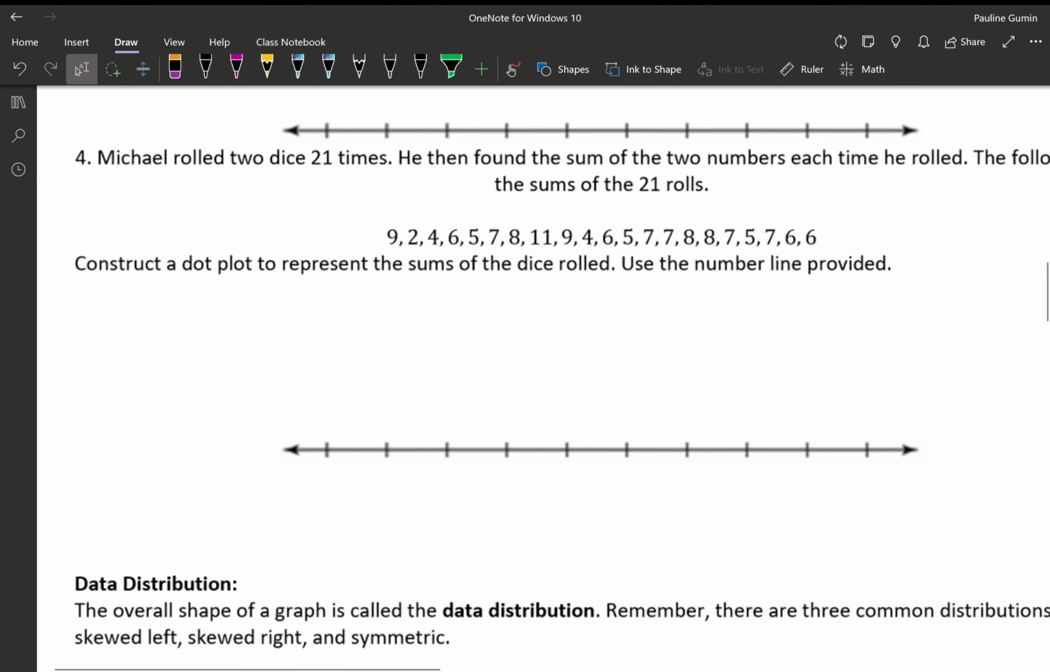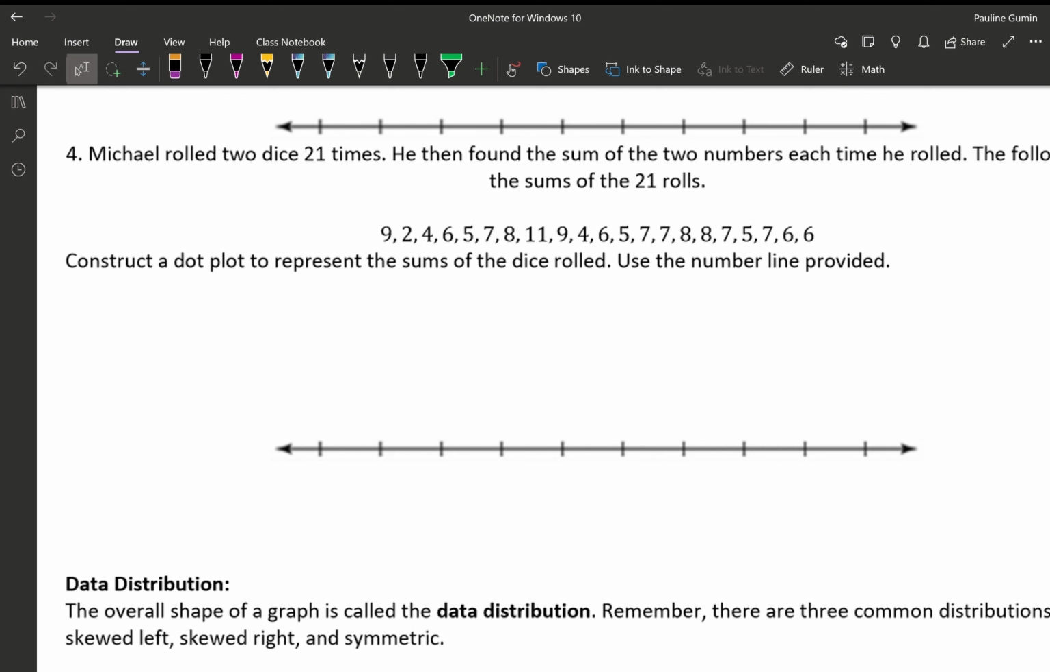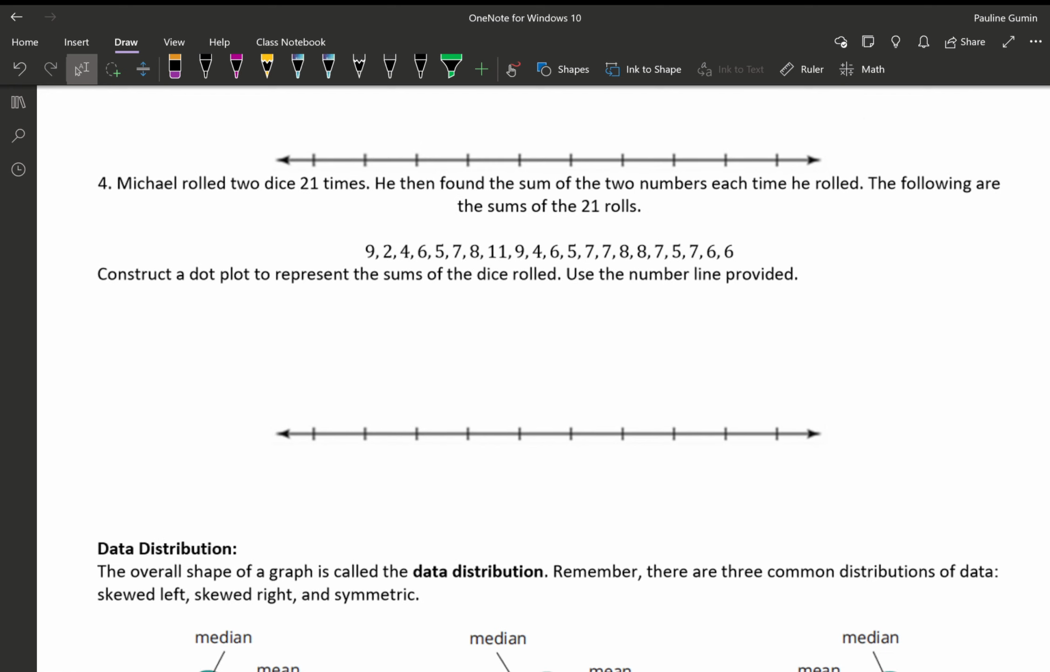Number 4, Michael rolled 2 dice 21 times. He then found the sums. That means he added the 2 numbers each time he rolled. Here are the sums. Let's construct a dot plot. All right. Let's take a look at the numbers. The smallest number I have is a 2, and the largest is 11. Let's fill in this number line. 6, 7, 8, 9, 10.